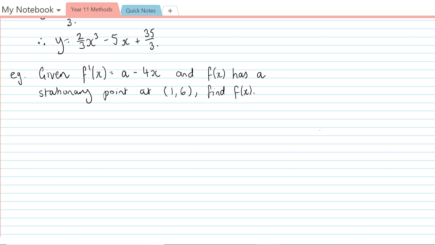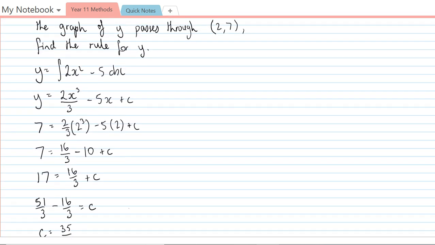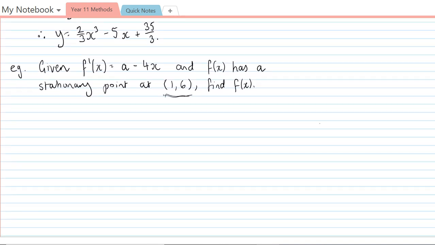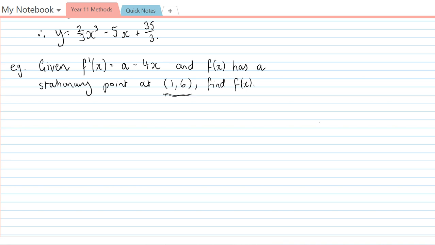Now, there's obviously an equation that's going to come from using the point (1, 6), and that's probably what we're going to have to do, like we did in the last problem, to get the value of c at the end. But there's another hidden bit of information in this question, and that is that f of x has a stationary point at (1, 6). Now, we know that stationary points mean that the gradient is 0. So that means f dash x equals 0 when x equals 1. And so I can use that to help me find the value of a.